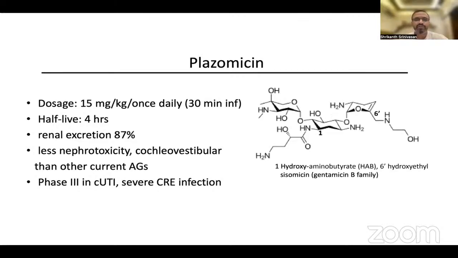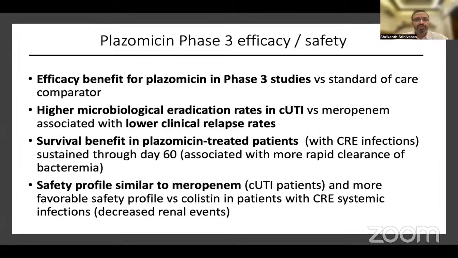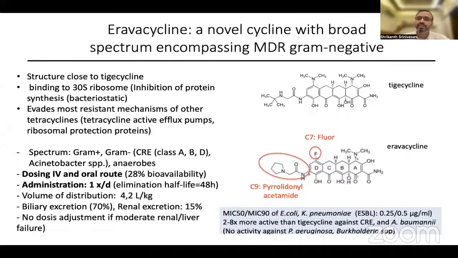Currently, there are phase 3 trials for complicated UTI and severe carbapenem-resistant Enterobacteriaceae infection. It has been found to have higher microbiological eradication rates as compared to meropenem. Survival benefit has also been seen, and the safety profile is similar to meropenem, with much lesser nephrotoxicity as compared to other aminoglycosides. A novel tetracycline, eravacycline, which is a broad spectrum tetracycline.